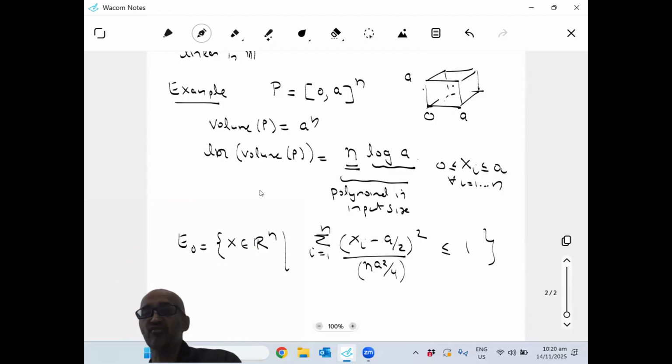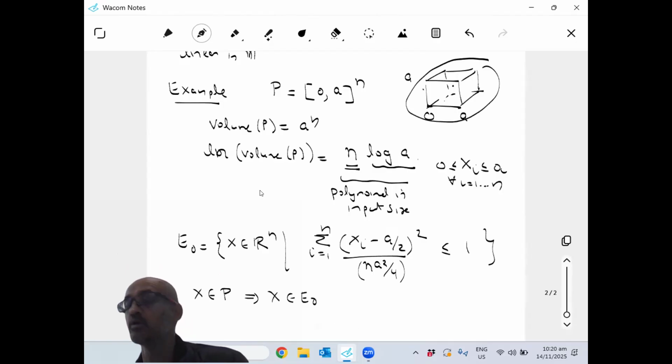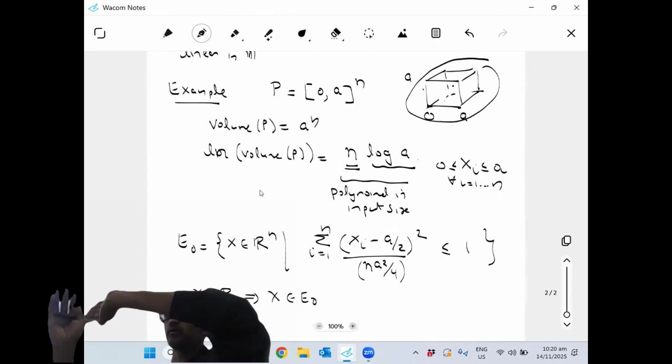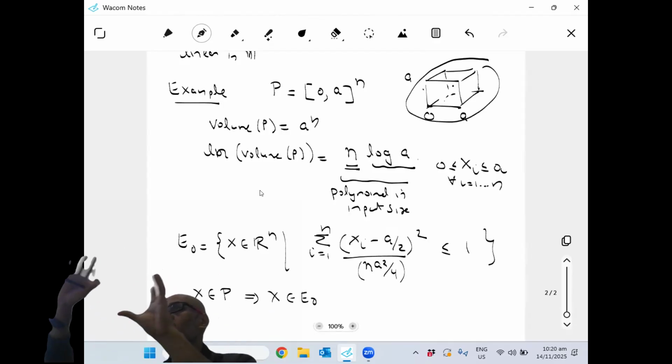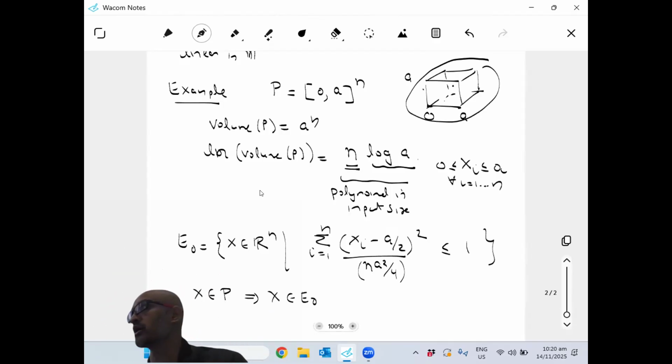You can check that any x, it's easy to check. If x lies in the polyhedron, it implies x lies in the ellipsoid. This is a large enough ellipsoid which contains the polyhedron. Of course, in 3D, it looks like a conical shape with curvature. The center is a by 2.